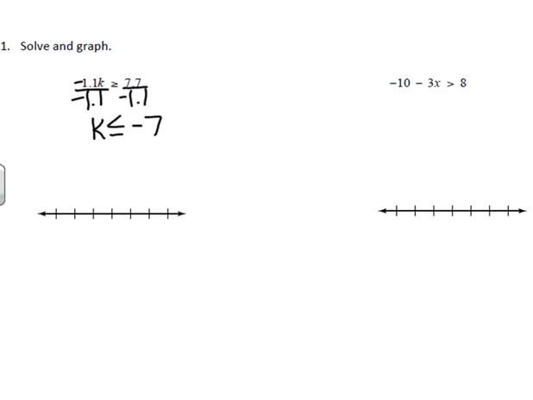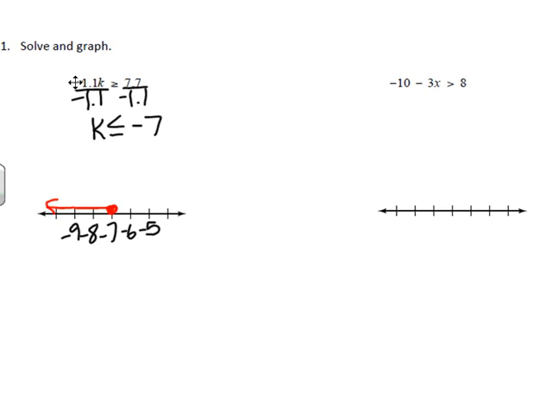On your number line, put your solution somewhere in the middle, and then we're going to number the surrounding numbers. It's less than or equal, so you need a closed circle that's going to go to the left on your number line.